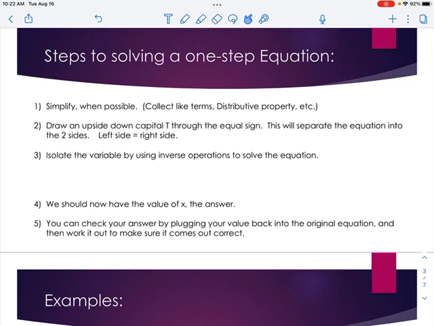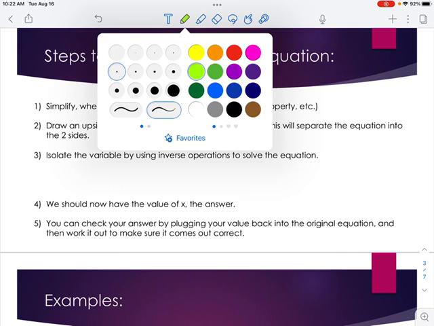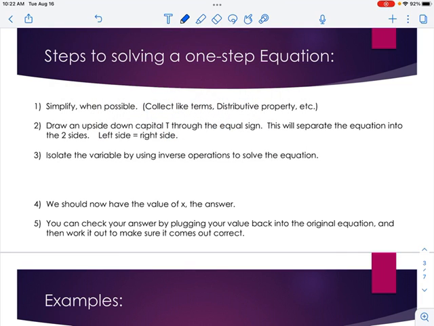Then what I like to do is draw an upside down T through the equal sign. This will separate the equation into the two sides, the left side and the right side. This is an organizational tool. So what it would look like is if we had a problem, let's say I had x plus 5 equals 7, we would simply draw that upside down T, separate it, and then that gives me a nice place to do some work, and it's easy to follow. It helps me to work vertically.